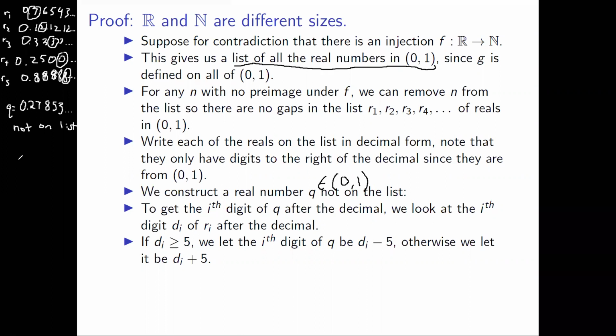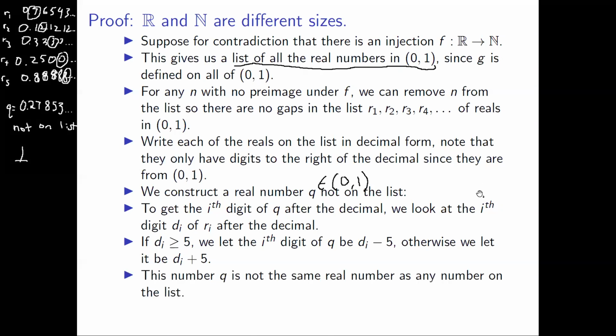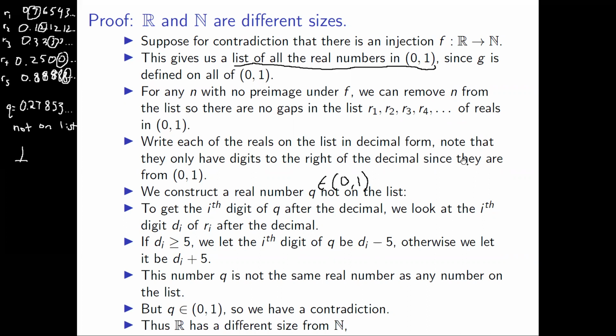So Q is not on the list, contradiction. So that's how we finish the proof. We got a contradiction. It means that there could not have been an injection from the reals to the naturals. So the reals have a different size from the naturals. In other words, the reals are uncountable.